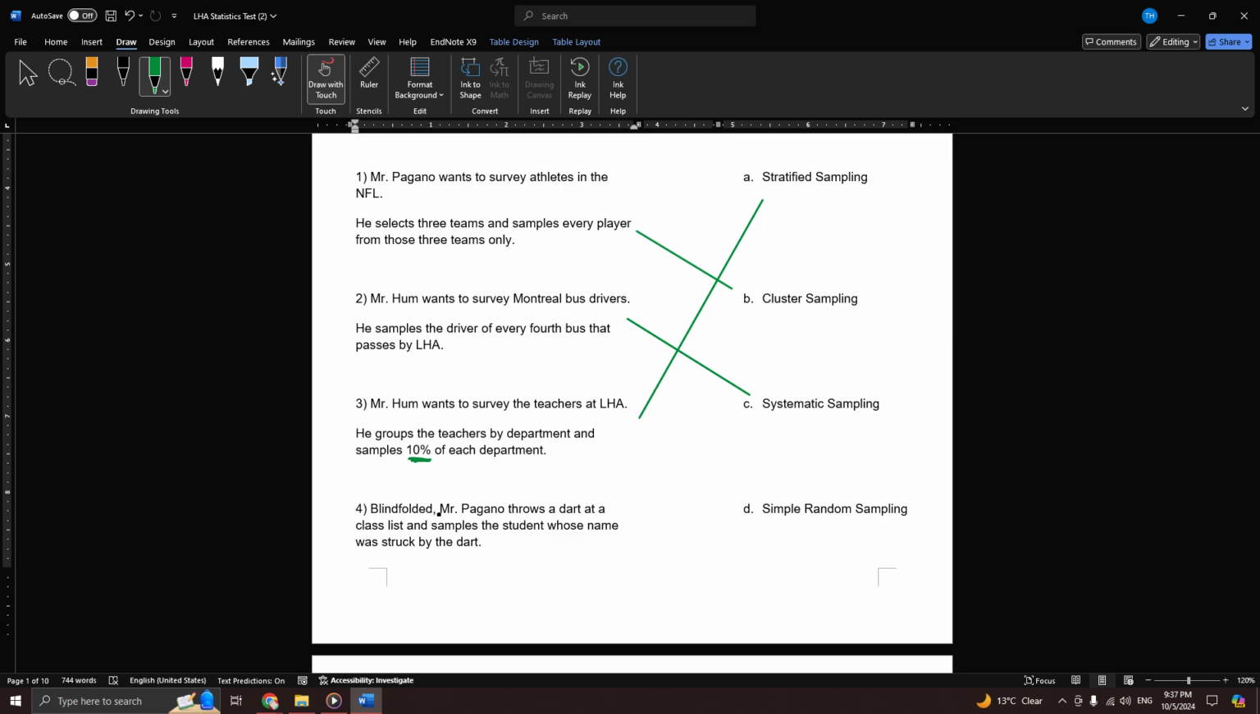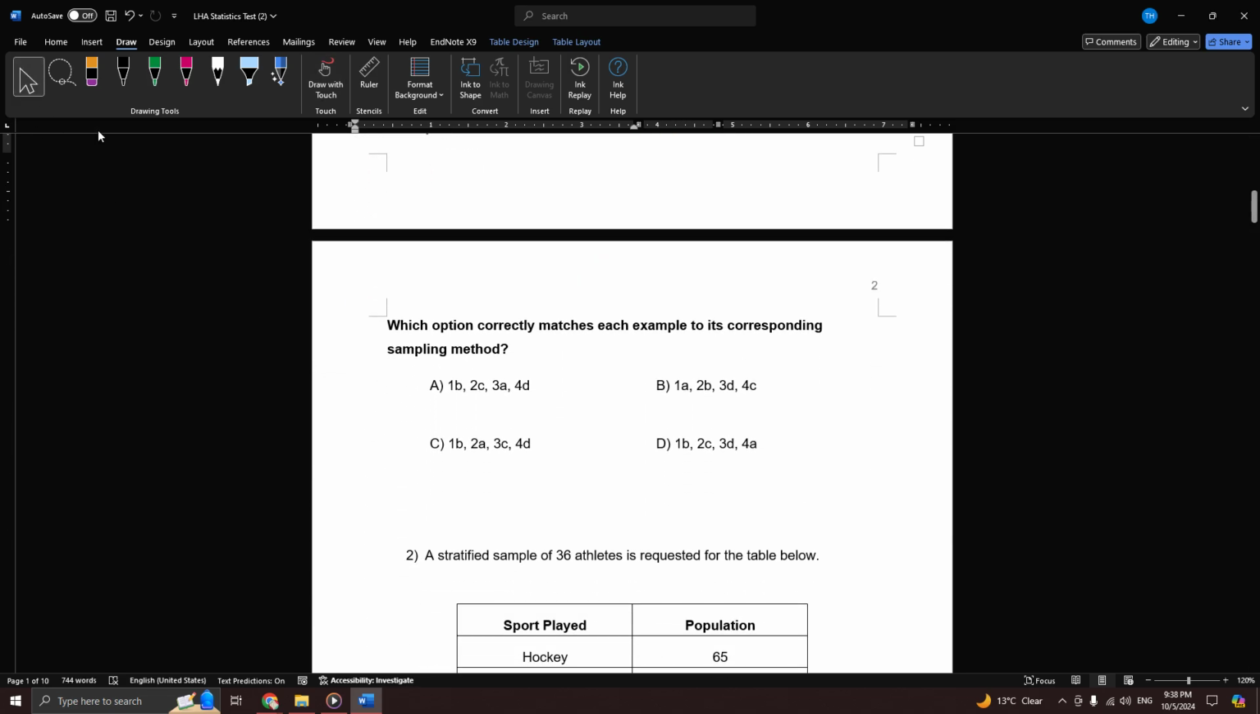Now, the fourth description is this. Blindfolded, Mr. Pagano throws a dart at a class list and samples the student whose name was struck by the dart. Now, what's really important to mention is that he's blindfolded, okay? He's not aiming at a particular student. He's just randomly chucking a dart at a list, and whoever it hits, he's going to sample. So this is completely random. This is going to be simple random sampling. So our answer is 1B, 2C, 3A, 4D. That's going to be A here, okay?